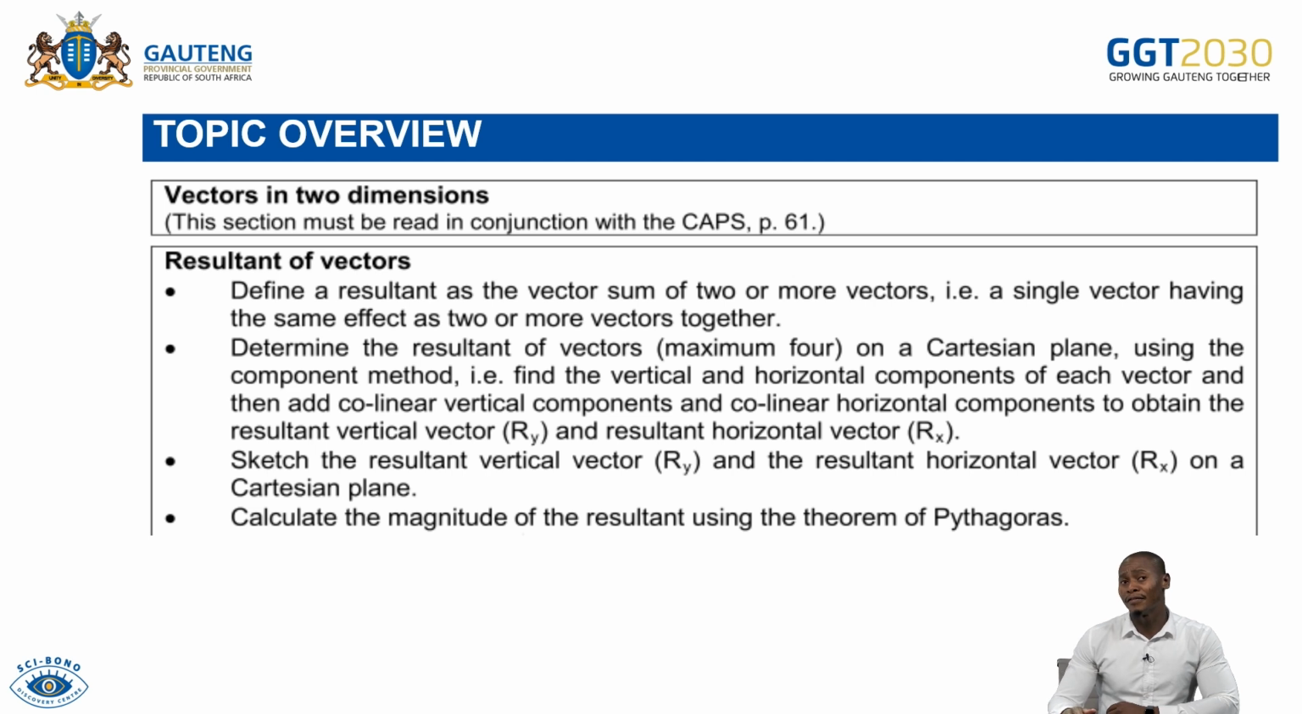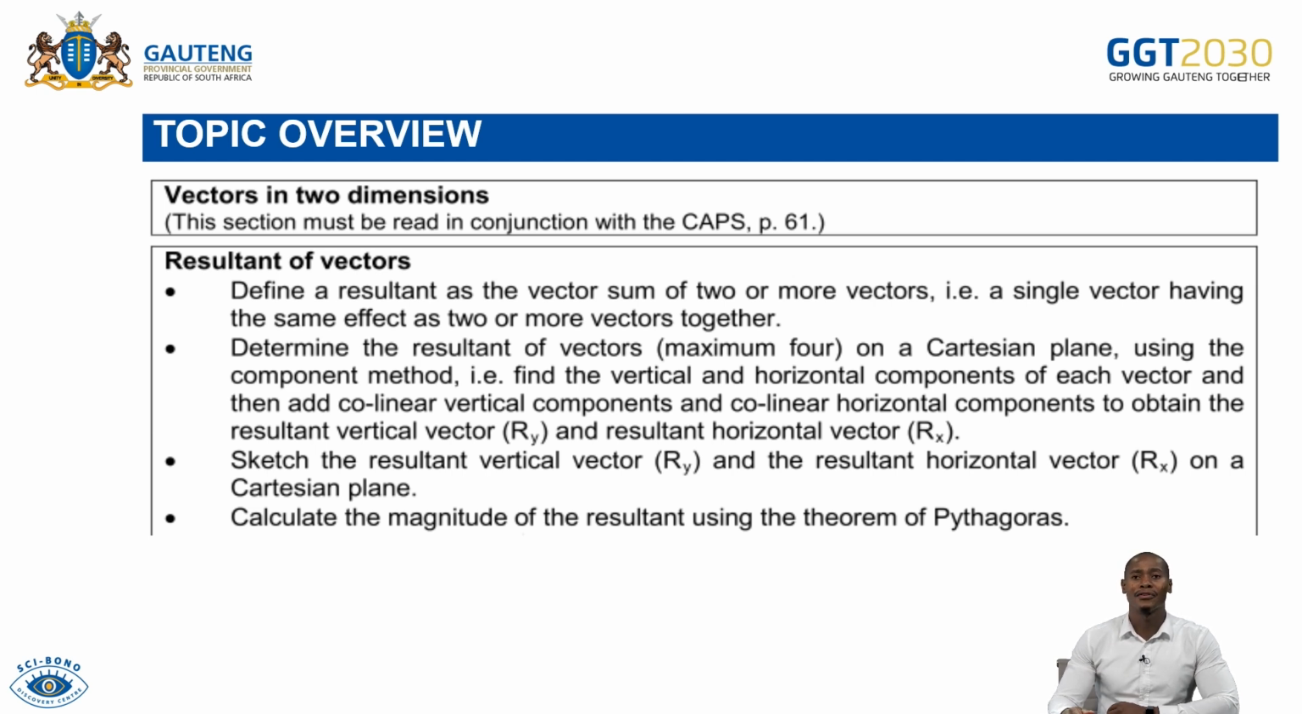Right, so under vectors in 2 dimensions, remember you did vectors in 1 dimension in grade 10. You calculated the resultant vector of vectors in 1 dimension. So this year you will be focusing on vectors in 2D, right? So under resultant of vectors, there should be 1 definition of the resultant. You should know what the resultant is, right? So at the end of this lesson, you should know how to define the resultant or the resultant vector. Okay, right, determine the resultant of vectors, a maximum of 4, on a Cartesian plane using the component method.